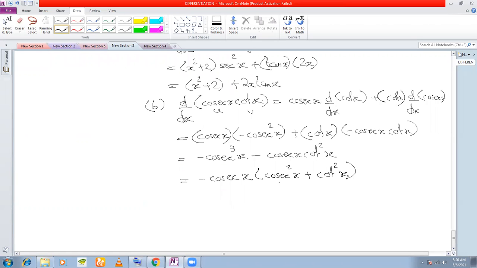Once we have discussed these two rules, now we'd like to do some exercise problems before proceeding to chain rules.